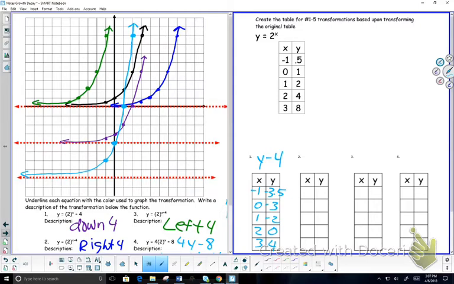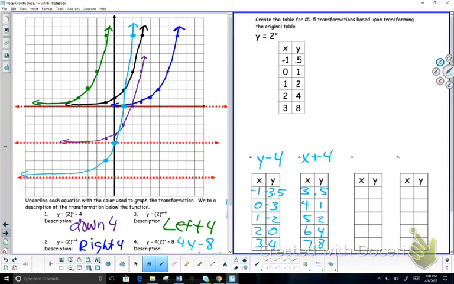Number 2, we said it went right 4. Is that changing the x's or the y's? X's, so it would be x plus 4. So now my y's are not going to change, so I can write them. So now let's talk about the x's. Negative 1 would become 3, good. 0 would become 4, yep. 1 would become 5, and 2 would become 6, and 3, 7. The third one we went left 4. Is that 4.5? Yes. Yeah, the y's didn't change.